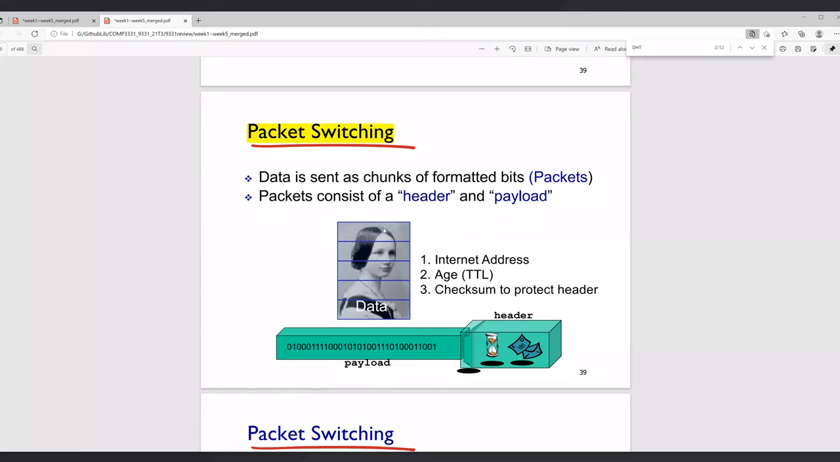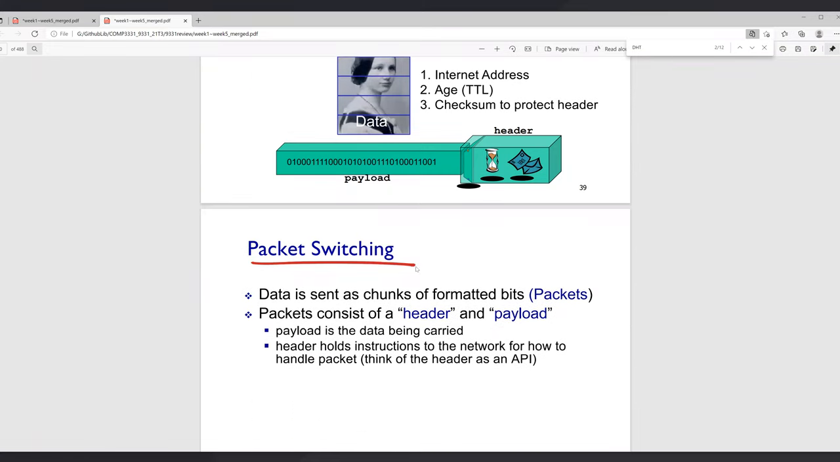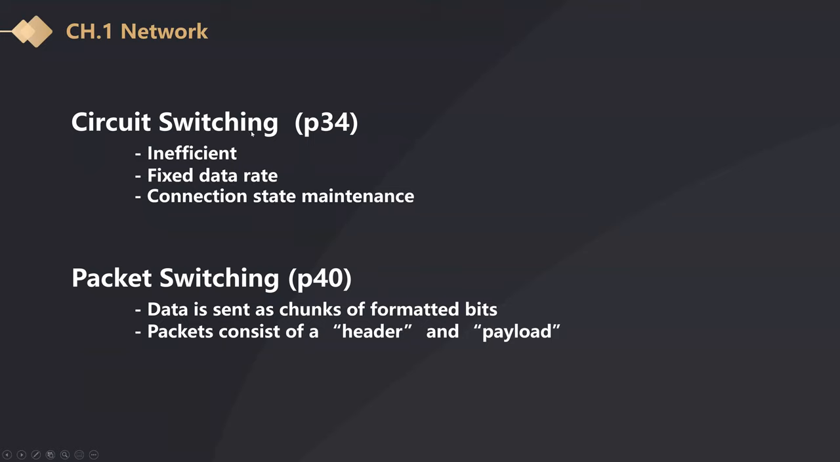In order to send it, we need to have a header. It's like, let's say, the destination or all the necessary information to help us send to our destination. And the payload, of course, will be the content of the data, like this slide will be the payload. So what will be the difference between these two kinds of switching?